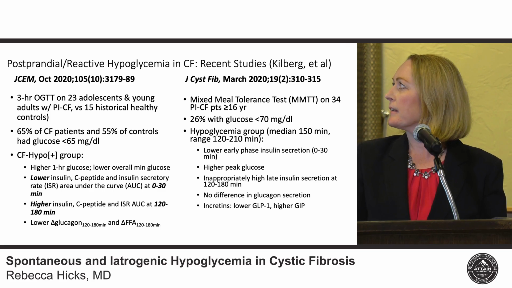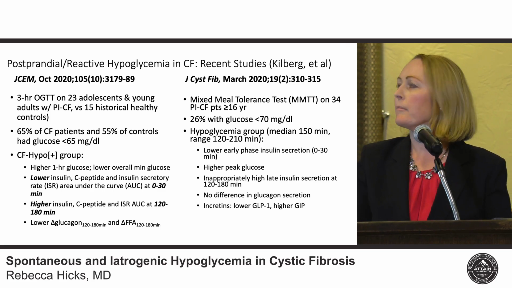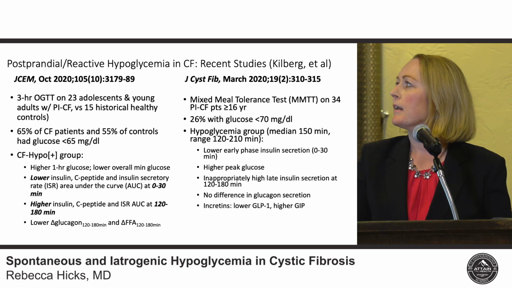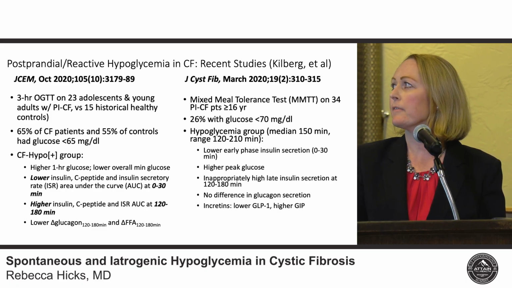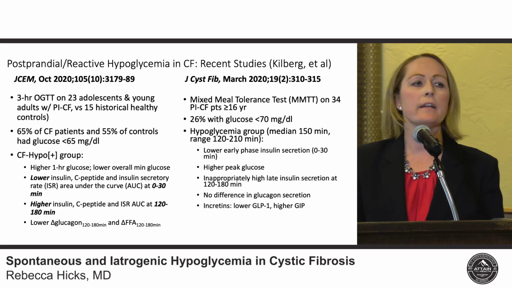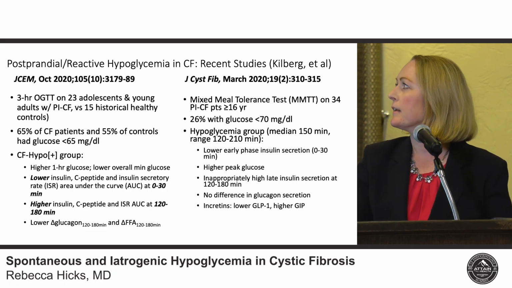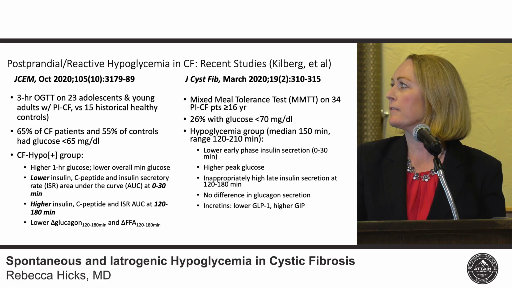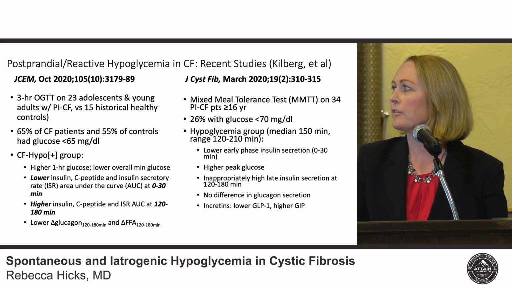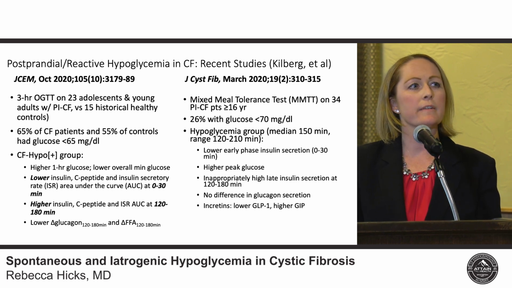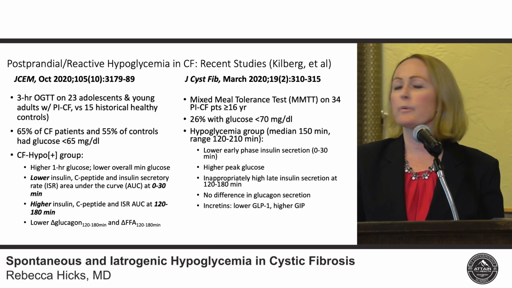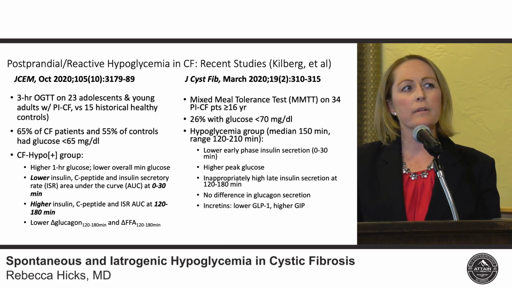There's a couple of recent studies by Kilberg et al. One was a 3-hour OGTT with adolescents and young adults who have pancreatic insufficiency with CF versus 15 historical healthy controls. And another was a mixed meal tolerance test on 34 pancreatic insufficient CF patients over 16 years of age. On the 3-hour OGTT, there were 65% of the CF patients and 55% of the controls that had a glucose under 65. And this study is important because it shows that even though hypoglycemia occurred in both groups, the pathophysiology was different.